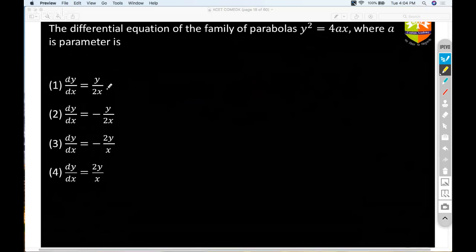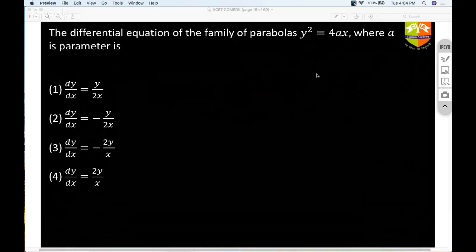Next is the differential equation of the family of parabolas y square is equal to 4ax, where a is a parameter. So this is your question number 18.